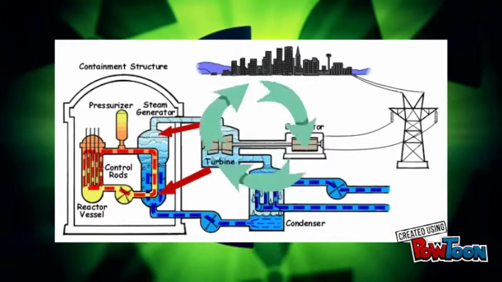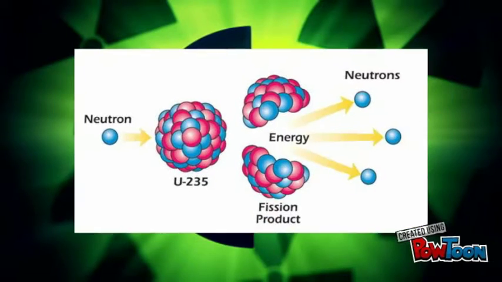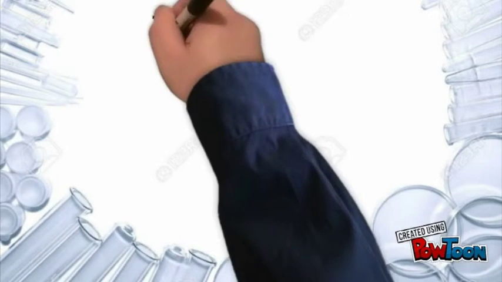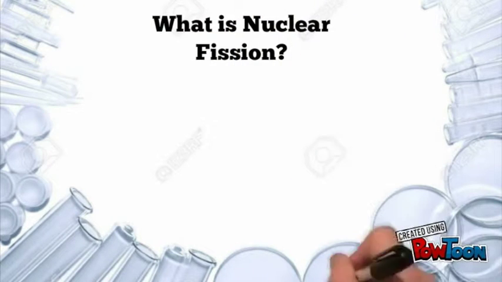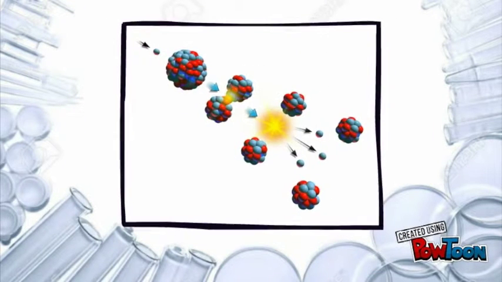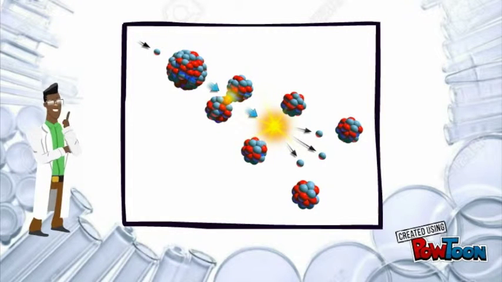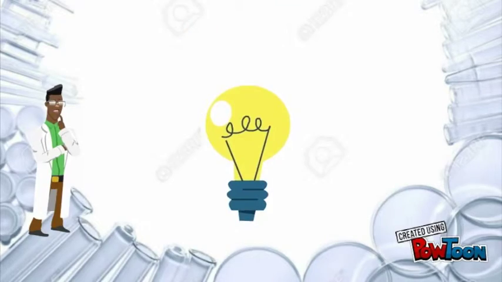The source of heat used to create the steam is created when uranium atoms split in a process called nuclear fission. What is nuclear fission? For those of you that don't know, nuclear fission is when an atom splits into two parts, either through natural decay or when instigated within a lab, and it releases energy as a result.